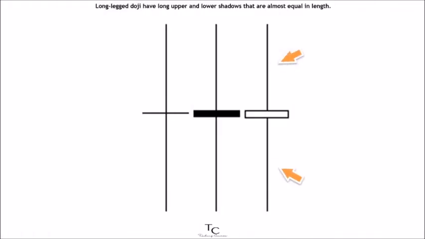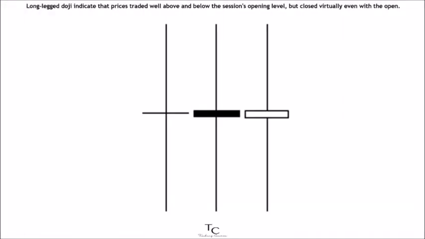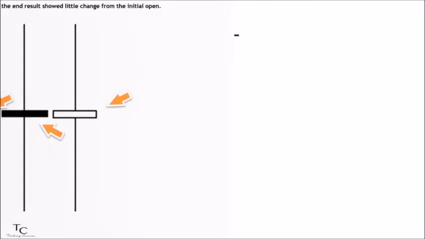Long-legged doji. Long-legged doji have long upper and lower shadows that are almost equal in length. These doji reflect a great amount of indecision in the market. Long-legged doji indicate that prices traded well above and below the session's opening level, but closed virtually even with the open. After a whole lot of yelling and screaming, the end result showed little change from the initial open.